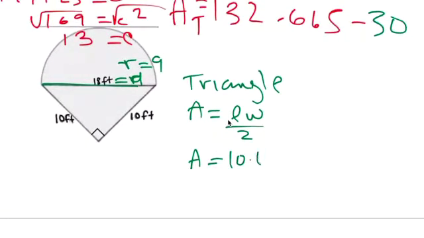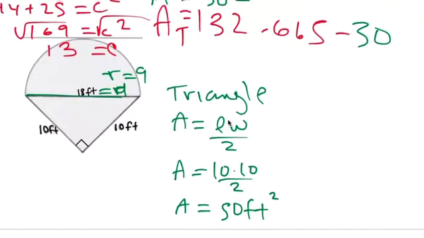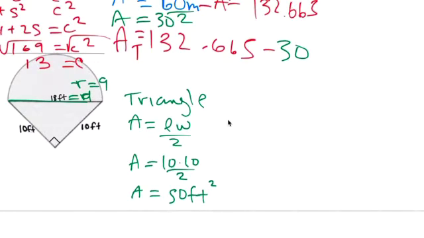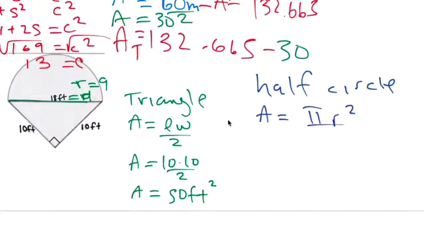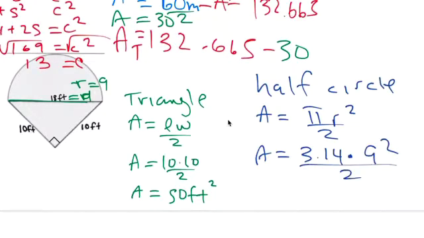So 10 times 10 divided by 2, get 50 feet squared. And then half a circle, area equals pi r squared divided by 2. Area is 3.14 times radius, which is 9 squared, divided by 2. We need the numbers, so we'll put 3.14 times 9 squared, which is 81, and divide that answer by 2.